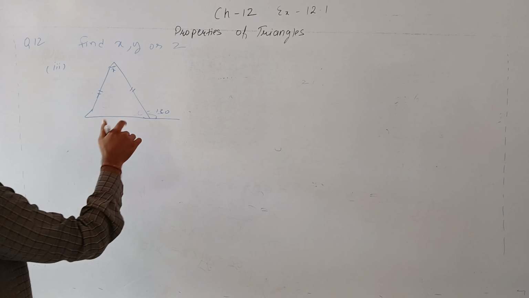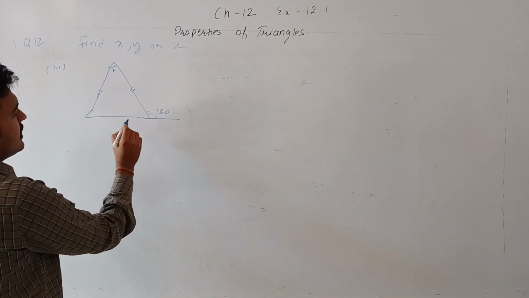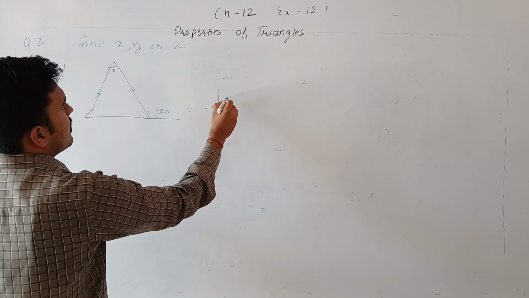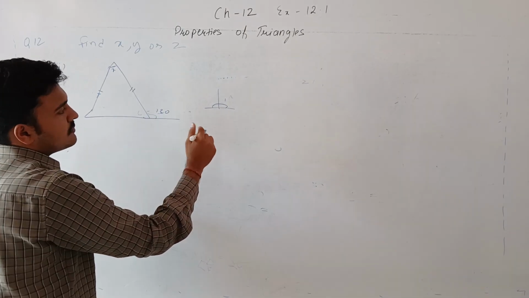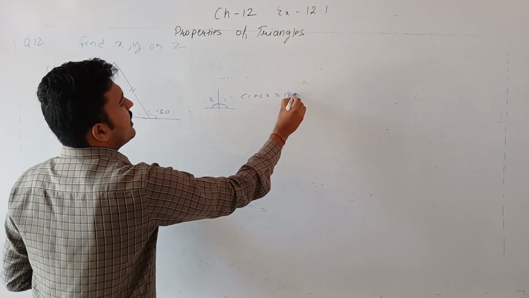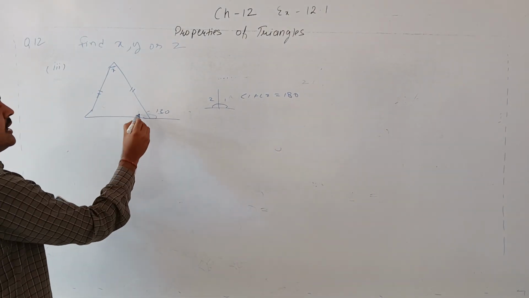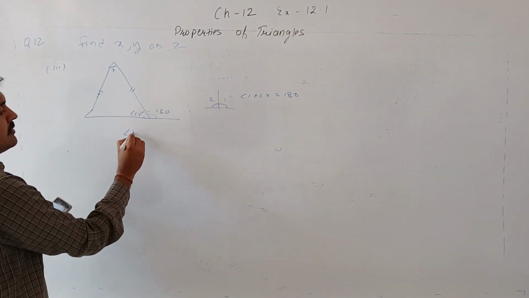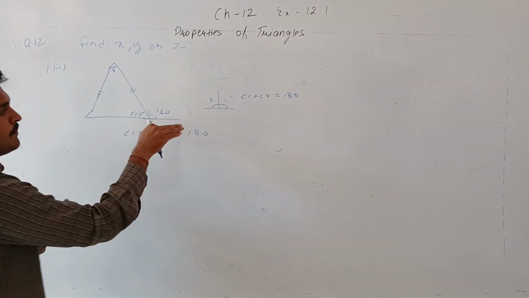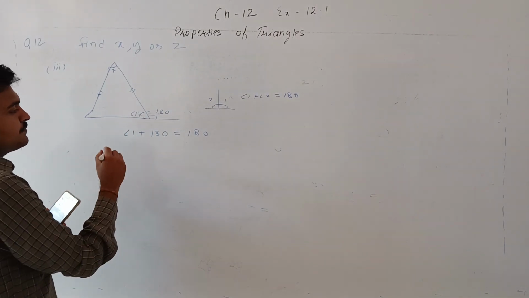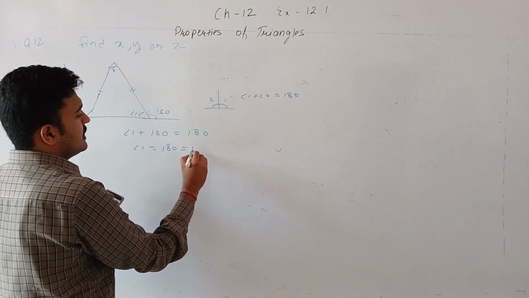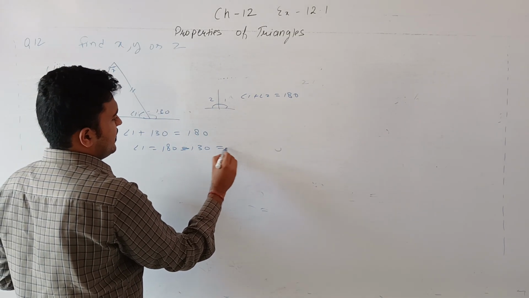So as we know, this is angle 130 and this whole angle on a straight line is 180. So angle 1 plus angle 2 must be equal to 180. Similarly, if this is 130 and this is angle 1, then angle 1 plus 130 must be equal to 180. Therefore, angle 1 is equal to 180 minus 130, which is 50.